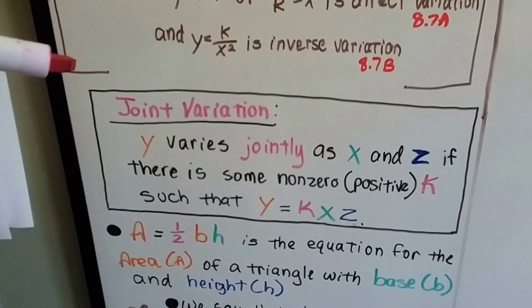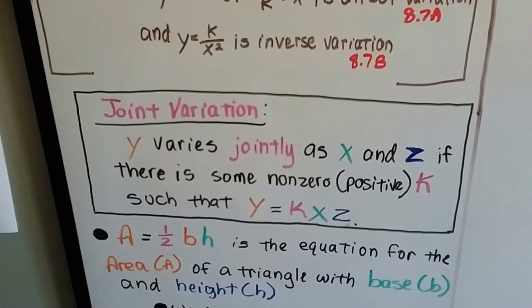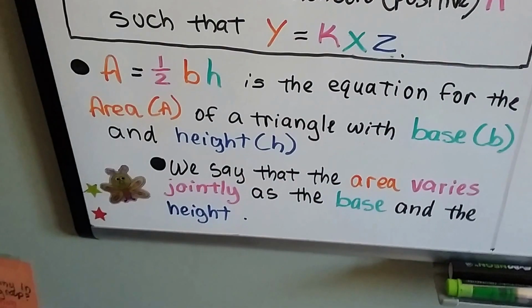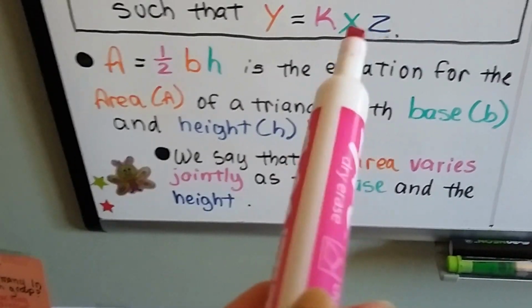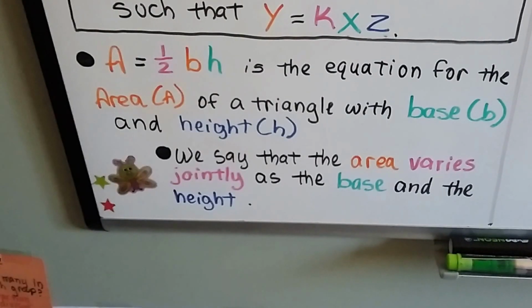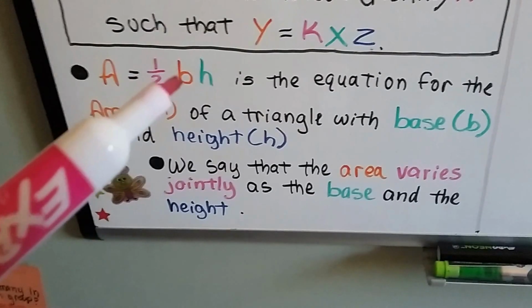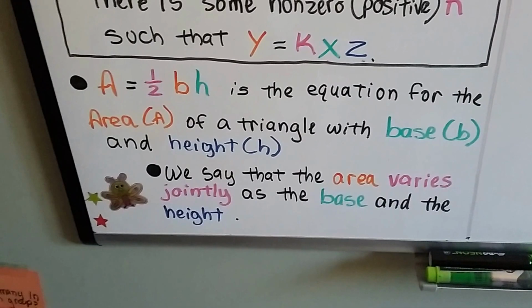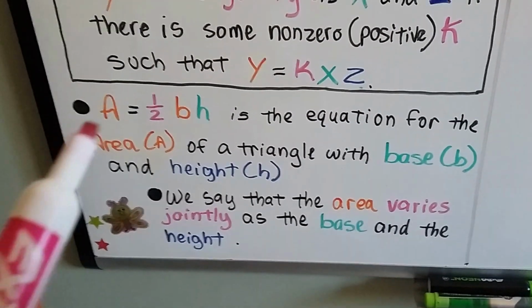Y varies jointly as x and z if there's some non-zero k such that y equals kxz. So it's going to affect the y jointly, the x and the z are, okay? So we've got this formula A equals half bh. That's the equation for the area of a triangle with a base and height. And we say the area varies jointly as the base and the height. So this area is going to change, isn't it, depending on what that is?